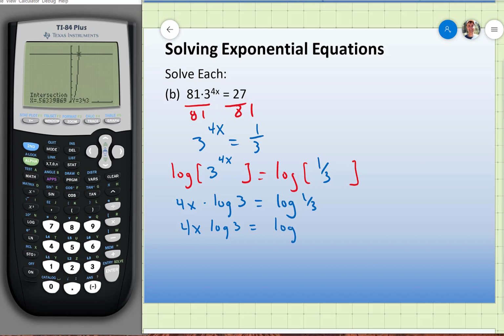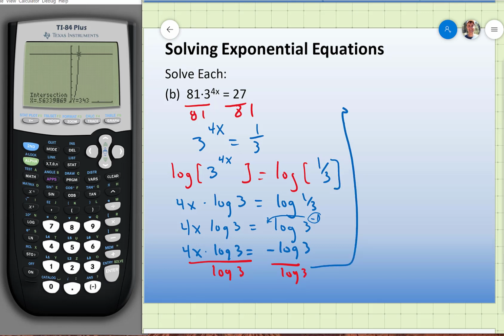I'm going to write that as log of 3 to the negative 1 power, because that's what 1/3 is. And, hey wait, if I have a power inside this exponential inside this log, I can use another log law there to simplify this guy. So I'm going to get 4x log of 3 equals negative log of 3. And if I want to get x by itself, I'm going to divide log of 3 on both sides. And this will simplify. These logs divide off.